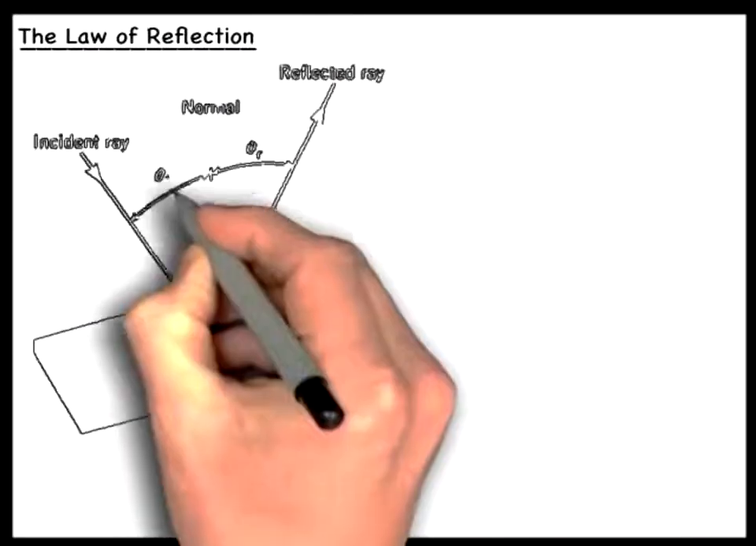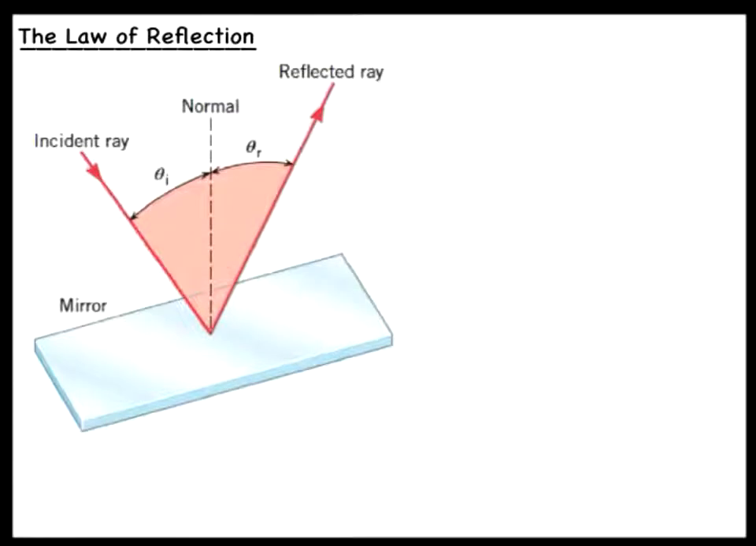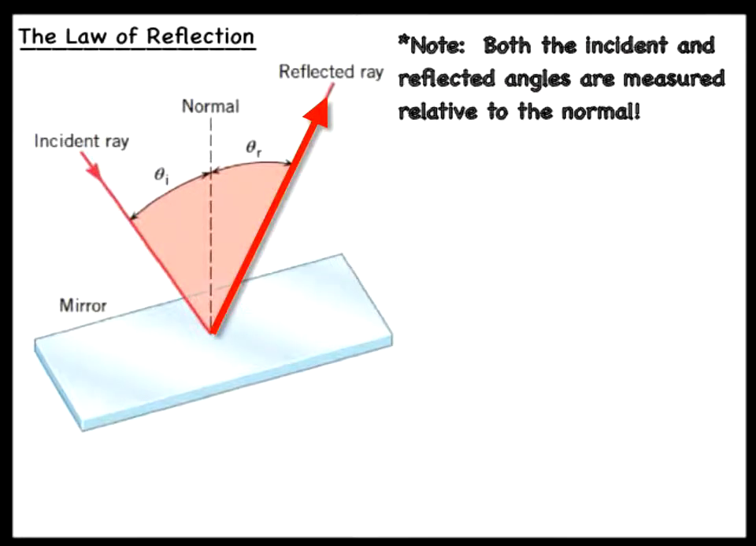We demonstrate this law by looking at the reflection of light off the surface of a mirror, as the figure shows. The dashed line is perpendicular to the surface of the mirror and is called the normal to the surface. The incident light ray strikes the mirror at an incident angle, theta incident, which is measured relative to the normal, and the reflected light ray leaves the mirror at a reflected angle, theta reflected, which is also measured relative to the normal.